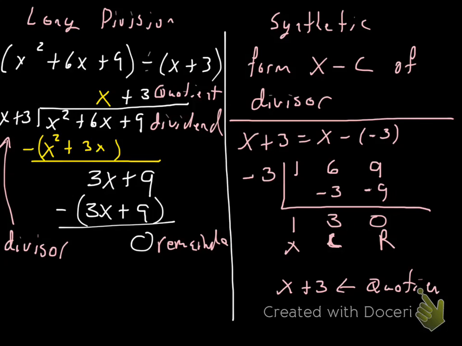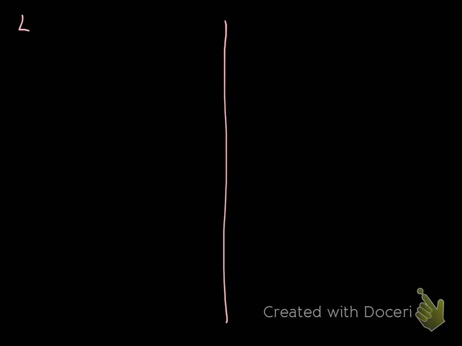Okay, so our remainder was 0. Our quotient was x plus 3. Okay, so synthetic division, once you get the hang of it, is a lot faster than long division. So let's do one more example of both long division and synthetic division. Alright, so we're going to do x squared minus 64, and we're going to divide that by x plus 8.